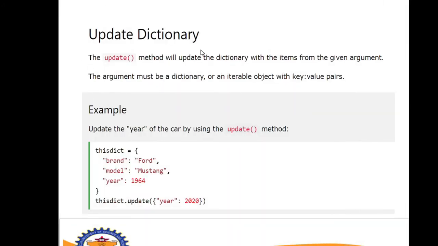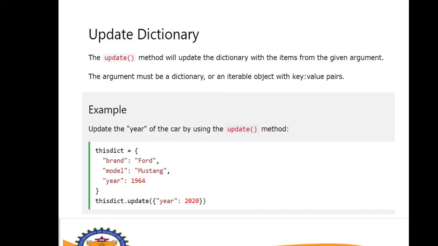So, next is how do we use the update dictionary? So, the update method will update the dictionary with the items from the given argument. The argument must be a dictionary or an iterable object with key value pairs. So, example, update the year of the car using the update method. So, si update method class naman ay ginagamit natin if meron tayong isang particular key value pair na gustong i-edit or palitan doon sa ating dictionary.